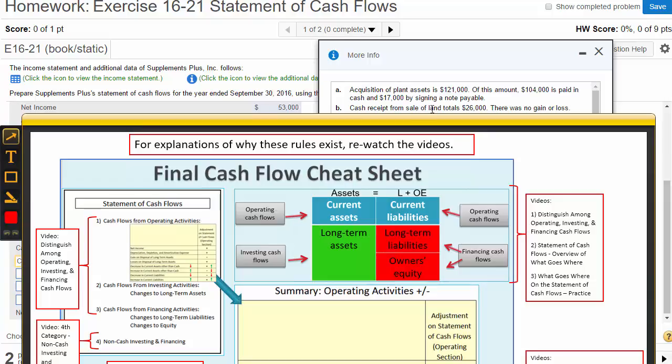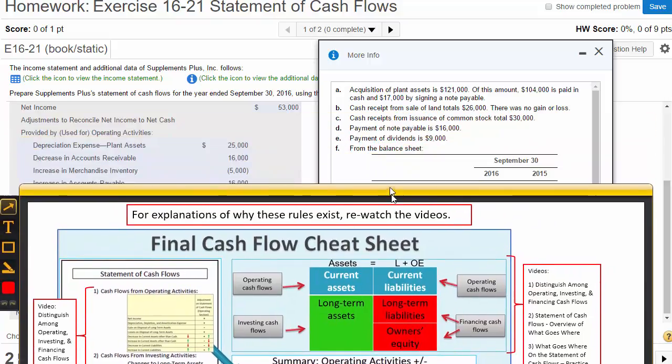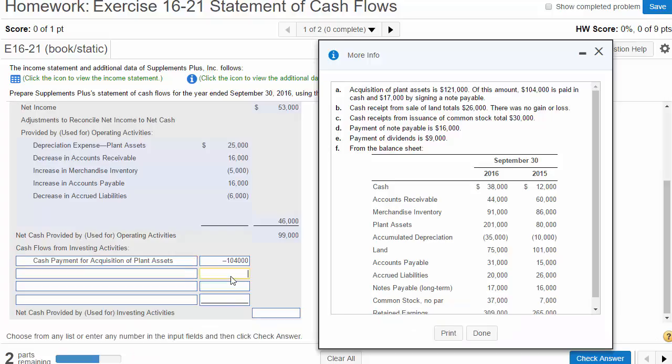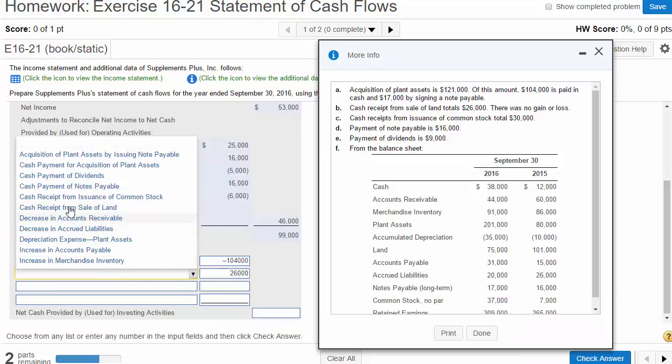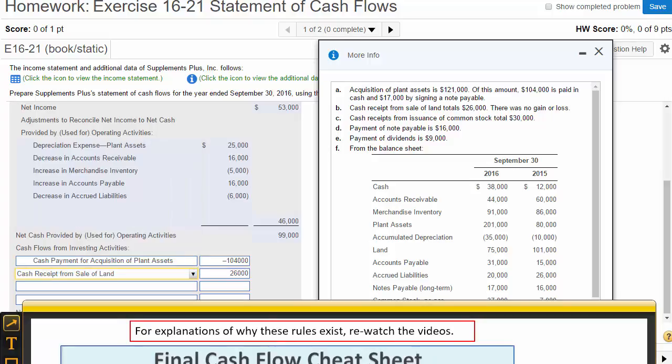Cash receipt from sale of land. All right, so land is a long-term asset. So this goes in the investing section, since we got cash. And it also says there is no gain or loss, which we knew because there was no gain or loss on the income statement. So cash receipt from sale of land, since we received cash, is going to go in as a positive. Cash receipt from sale of land.